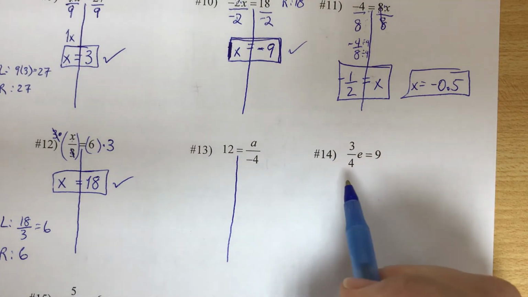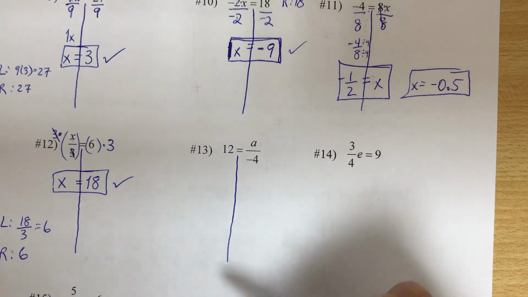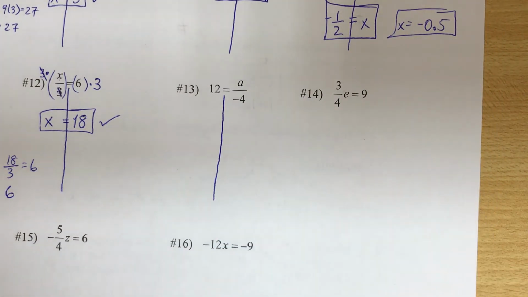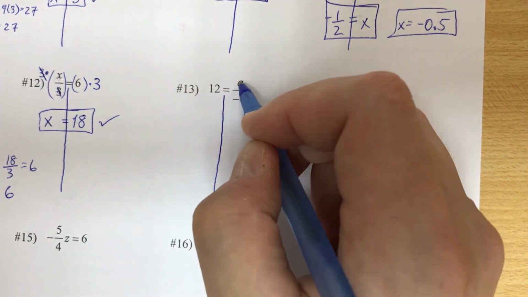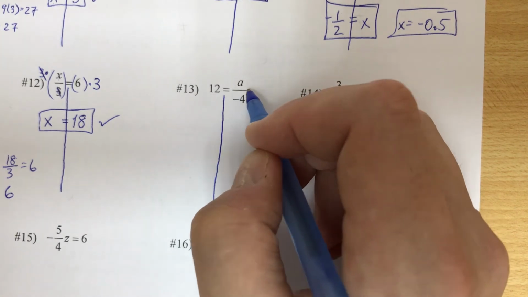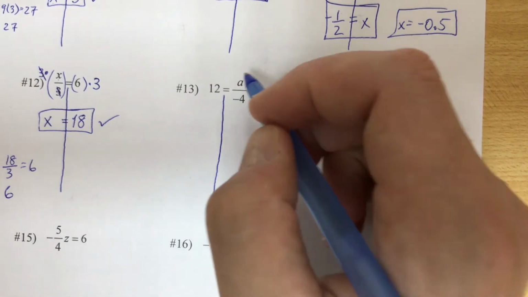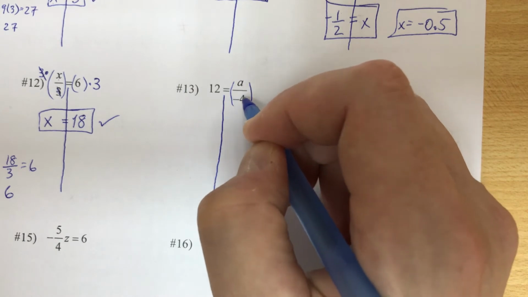By the way, feel free to pause this, try to do these on your own, see if you agree with the answers that I get. All right, where's the variable? It's on the right side, so we'll start here. A divided by -4. How do we undo division?